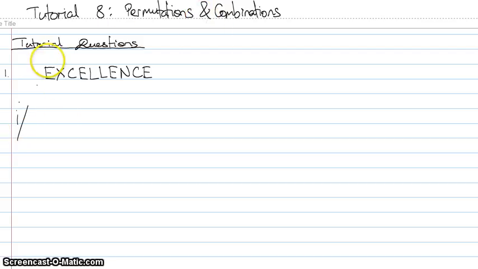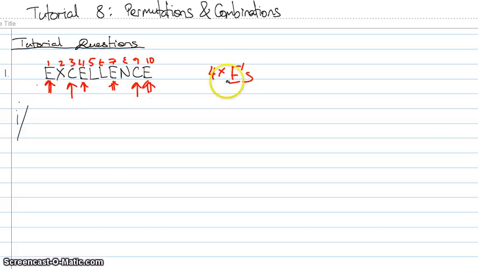We've got in total 1, 2, 3, 4, 5, 6, 7, 8, 9, 10 letters, right? And here, E repeats itself 4 times. So we've got 4 E's. The letter C repeats itself twice, so we've got 2 C's. And the letter L repeats itself twice, so we've got 2 L's.